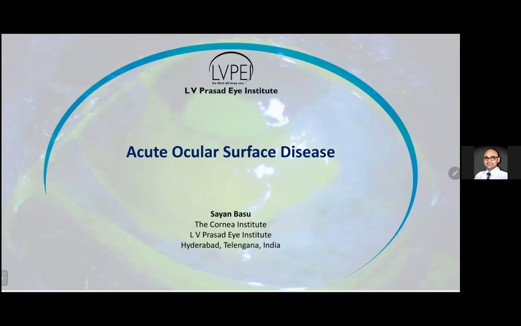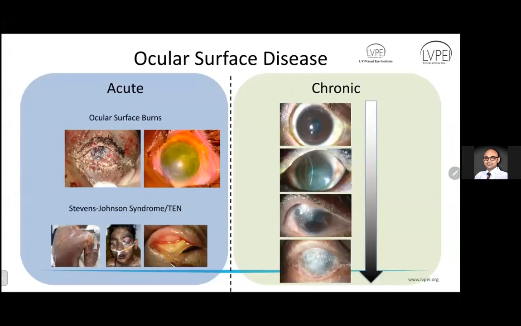In terms of the conjunctival limbus and the cornea. So today we are going to talk about acute ocular surface disease, and I like to think of ocular surface disease as acute and chronic. And within the purview of acute ocular surface disease, the two main diseases that you would encounter as a cornea specialist are ocular surface burns and Stevens-Johnson syndrome or toxic epidermal necrolysis.